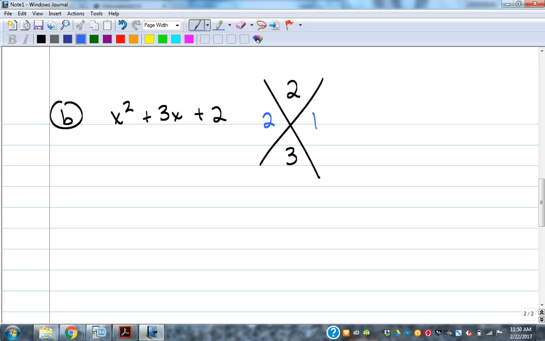I'm rewriting it, and I'm replacing the 3x with these two pieces. Okay, so x squared plus, I'm going to put 1x and then the 2x plus 2. So my 2's are in the same group because I know 2 is in common between those two. That makes it easier on myself.